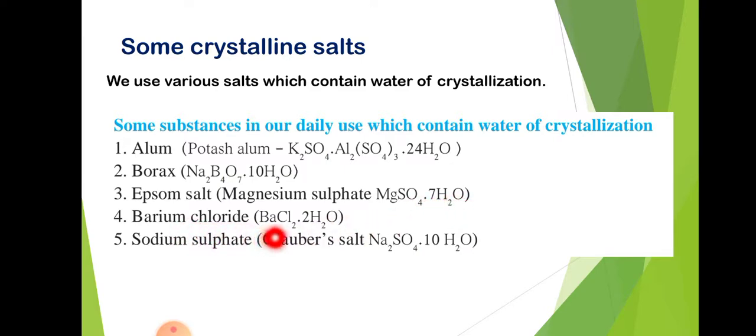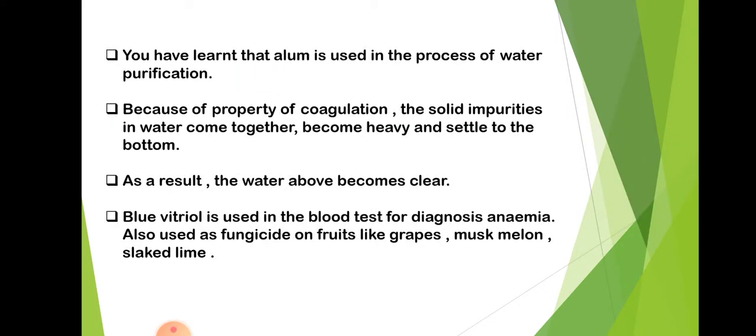बेरियम क्लोराइड दैट इज़ BaCl2.2H2O. And sodium sulfate that is Glauber's salt, Na2SO4.10H2O. So these are the salts which contain the water of crystallization. Okay, yes, so you have to remember these names. Okay, now you have learned that alum is used in the process of water purification.